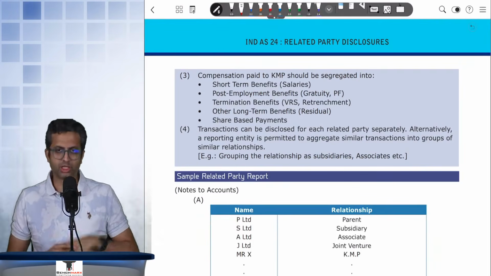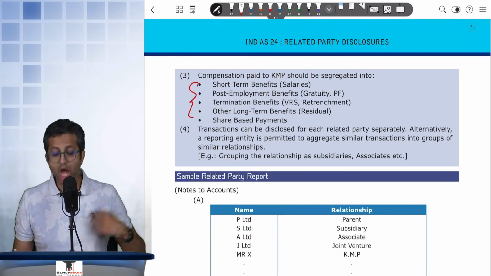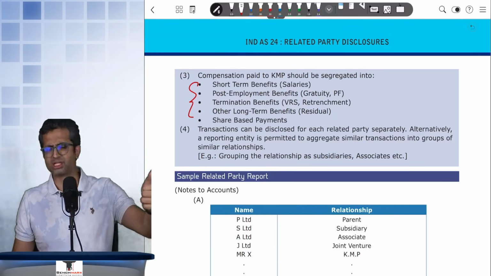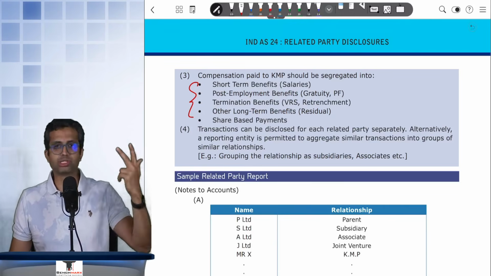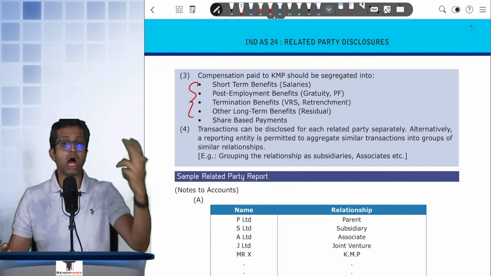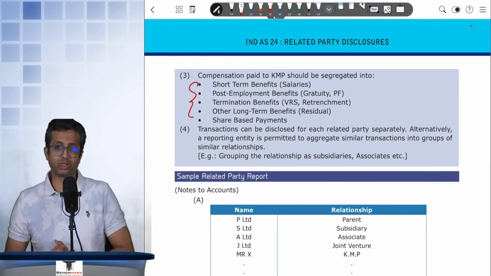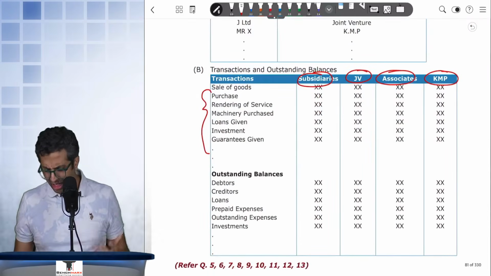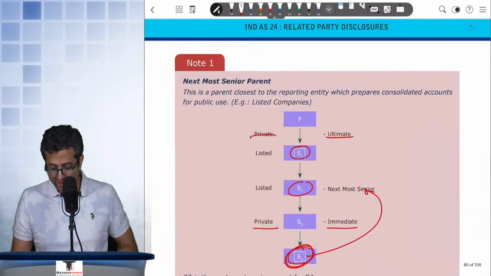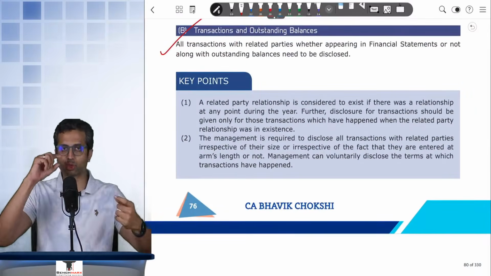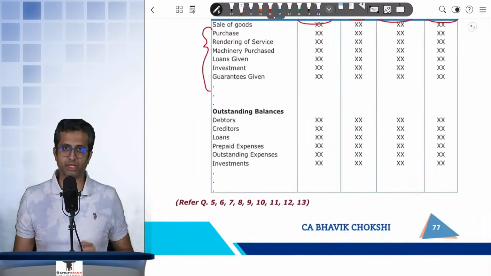Further, if the transactions have happened with KMP, then you will have to give a breakup between how much of the compensation is linked to short-term benefits like salaries or bonus, how much is linked to post-employment like provident fund or gratuity, how much is linked to other long-term benefits like a jubilee bonus, how much is linked to termination like VRS, and how much is an ESOP. So you'll have to give a breakup for these items as well. Related party report has never come in your exam to prepare this report. However, small cases of identifying whether a related party disclosure is required, if so, for how much period, like key point 1 and 2, have actually made it to the main exam.